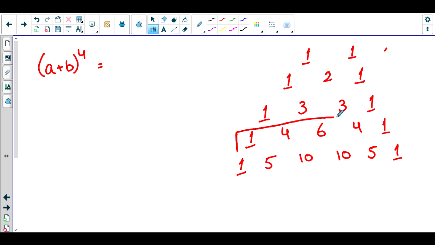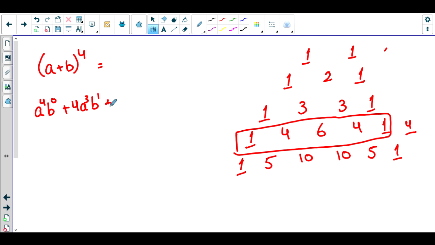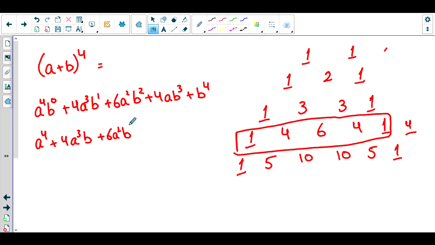From this row, we can get the formula of a plus b to the 4, because this is row number 4. Its highest power is 4. So we have a4 b0 plus 4 a cube b1 plus 6 a square b square plus 4 a b cube plus b4. When you solve it, you should get this formula, right? Yes, it's correct. Now b power 0 is 1, so we can write it like a4 plus 4 a cube b plus 6 a square b square plus 4 a b cube plus b4.